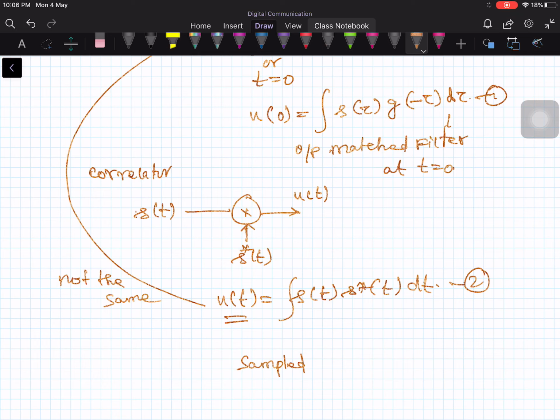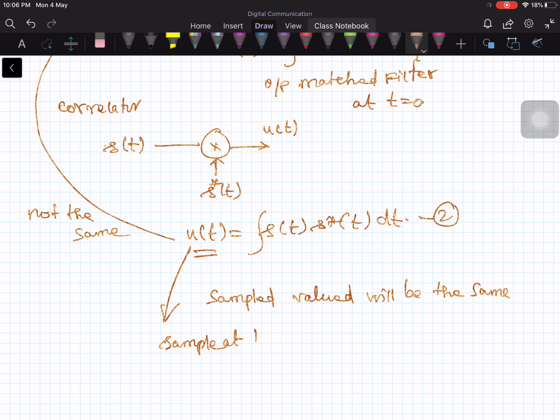Meaning, you take this correlator and sample at t equal to 0, then u of 0 you will get. This after all is a dummy variable, so you can change it. Instead of t I can use tau here or some other variable. So this is s of tau times s conjugate of tau times d tau.